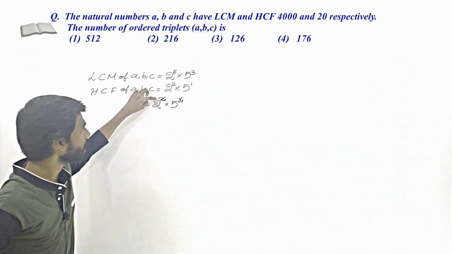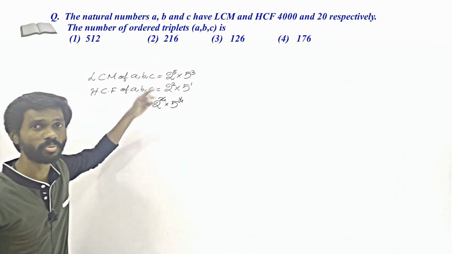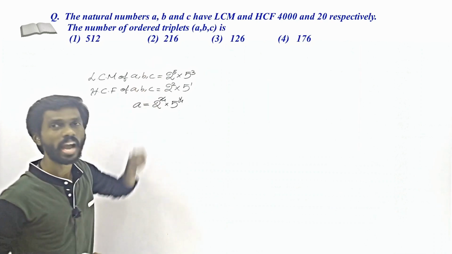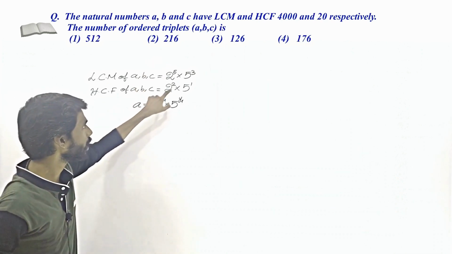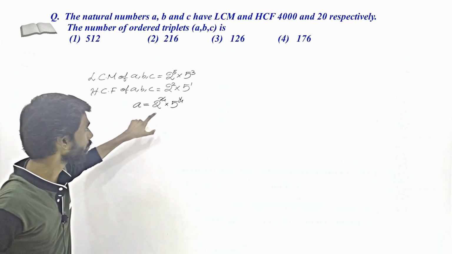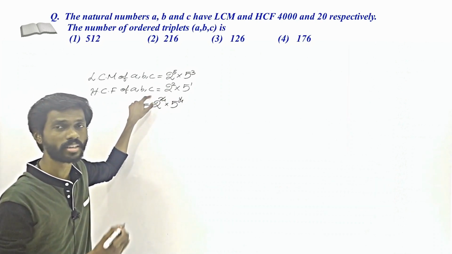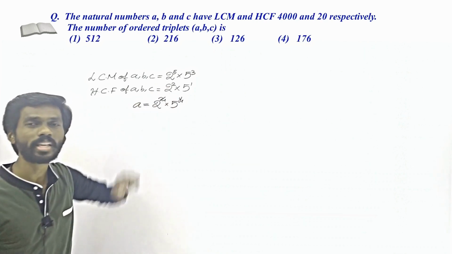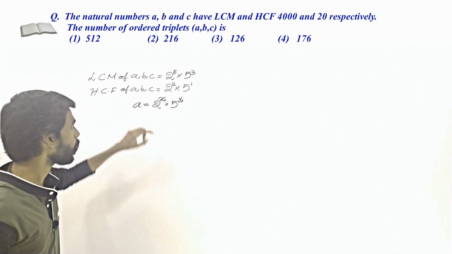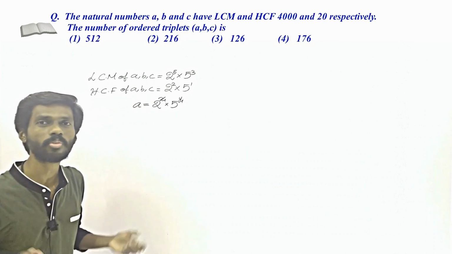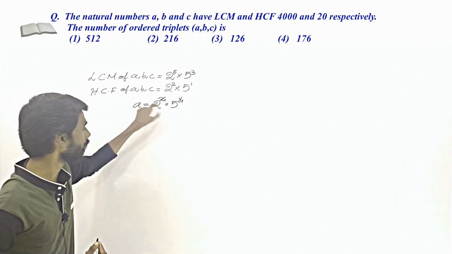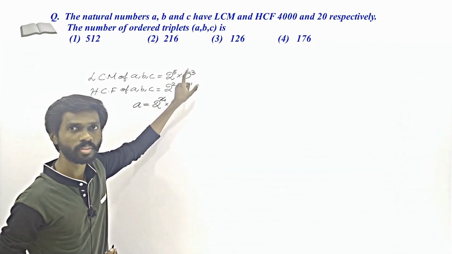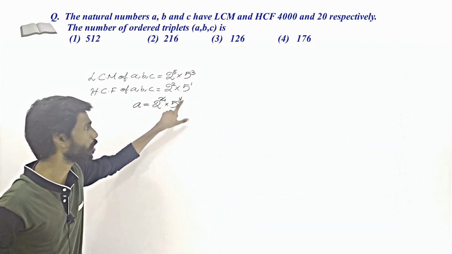So this x1 can take maximum value 5. If it exceeds 5, this cannot be a factor of that number. So x1 can have maximum value 5. And similarly, the minimum value of x1 is 2, as the HCF is the common factor, so this number is a factor of this number. So x1 can take values from 2 to 5. So the possible values of x1 are 2, 3, 4, 5. So there are 4 possible values of x1 here. And similarly, y1 can take values from 1 to 3. So 1, 2 and 3 are the possible values of y1.